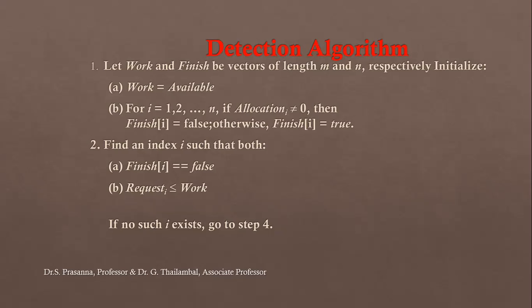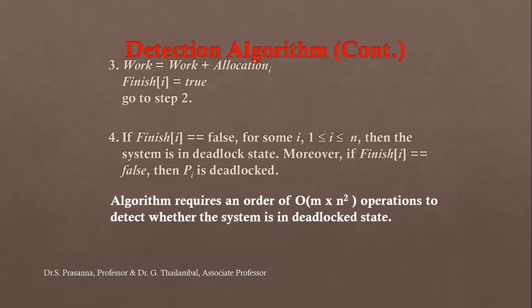So we have to find an index i such that finish of i is false, and also the request should be less than or equal to the work that is available. Say the request is 10 and the availability is 50. If it is less than, then no such i exists, so we can go to step 4. Step 4 is where everything is completed. If finish of i is false for some i between 1 and n, then the system is in a deadlock state. Moreover, if finish of i equals false, then Pi is a deadlocked process.